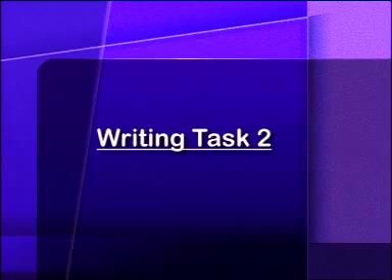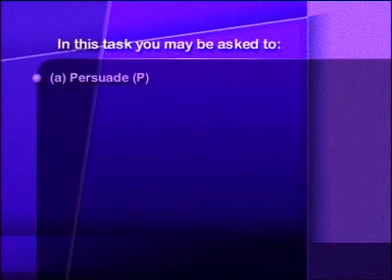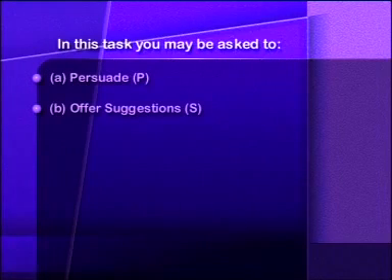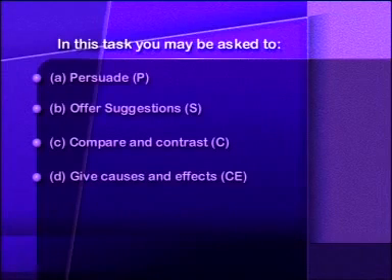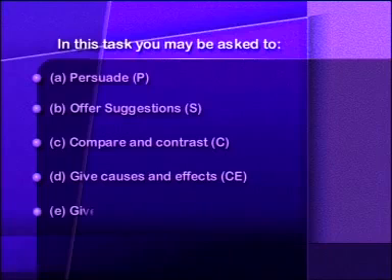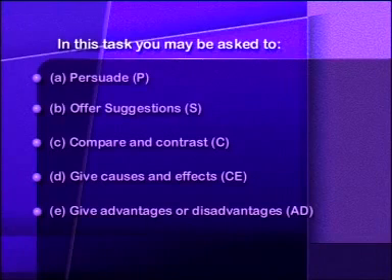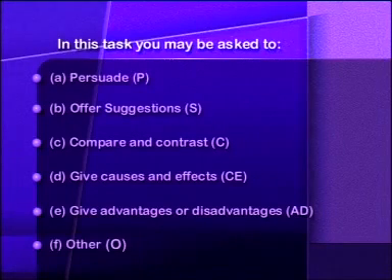Writing Task 2. In this task, you may be asked to persuade, P, offer suggestions, S, compare and contrast, C, give causes and effects, CE, give advantages and disadvantages, AD, and other, O. It's very important for you to make a decision as to which of these tasks you're being asked to do before you start writing. Practice this skill on the following questions.